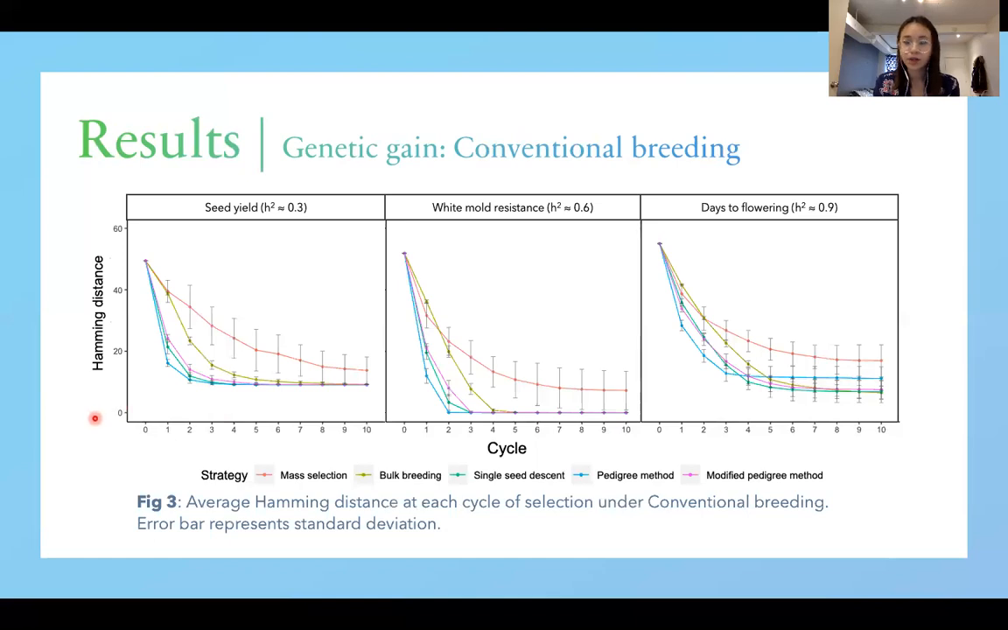Onto the Hamming distance. So the Hamming distance is essentially the distance to an optimal genotype. So the lower the Hamming distance, the better. We can see here that mass selection has the highest Hamming distance across the different traits. And we can also see that, interestingly, in days to flowering, the pedigree method did not perform as well as the modified pedigree method, single seed descent, and bulk breeding.